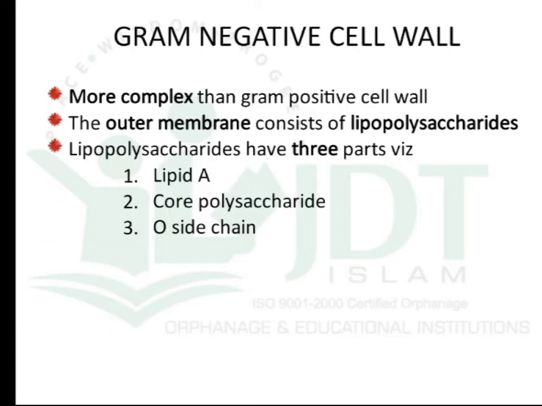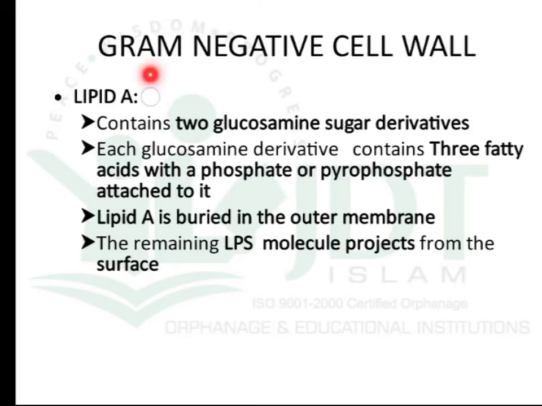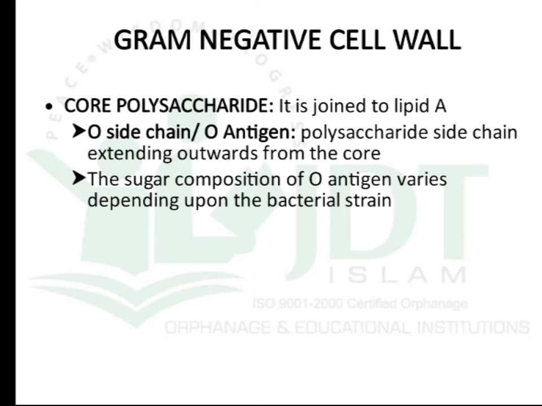Now, the gram-negative cell wall is more complex than the gram-positive cell wall because it has an outer membrane consisting of lipopolysaccharide, and lipopolysaccharide has three parts: lipid A, a core polysaccharide, and the O side chain. Lipid A contains two glucosamine sugar derivatives. Each glucosamine derivative contains three fatty acids with phosphate or pyrophosphate attached to it, and lipid A is buried in the outer membrane. The remaining lipopolysaccharide molecule projects from the surface. The core polysaccharide is joined to lipid A, and the O side chain or O antigen is a polysaccharide chain extending from the core. The sugar composition of O antigen varies depending upon the bacterial strain.